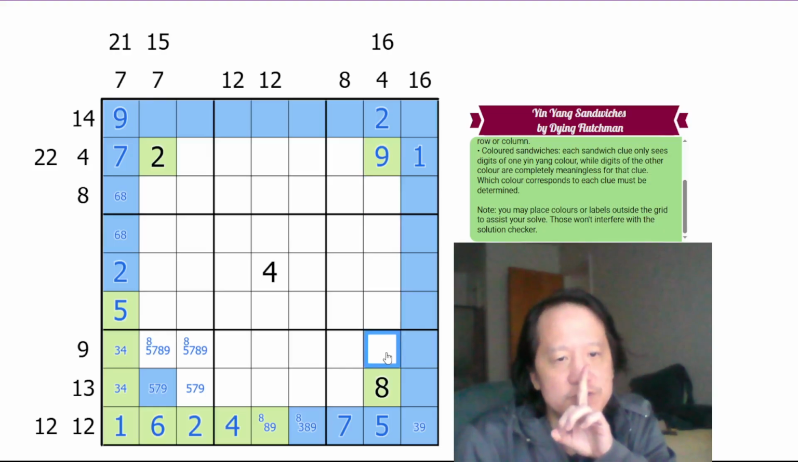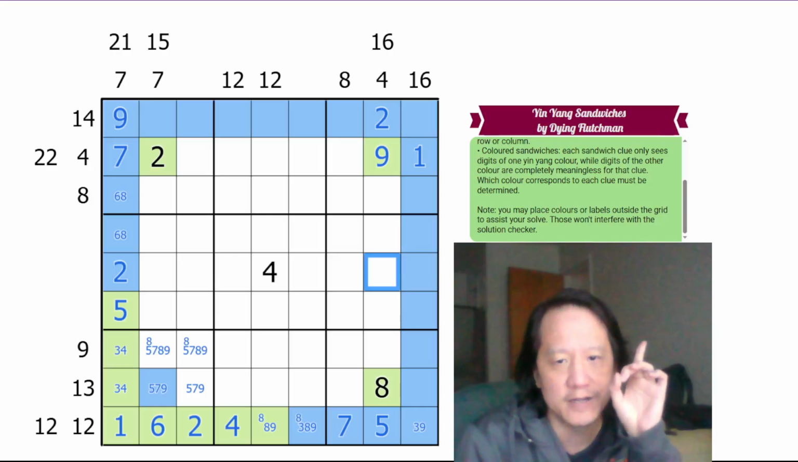So that you could have a singleton 4 there, potentially. You could have a singleton 4 here. This cannot be singleton 4. So that cannot be blue. It has to be green here.